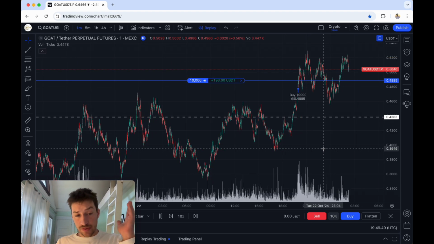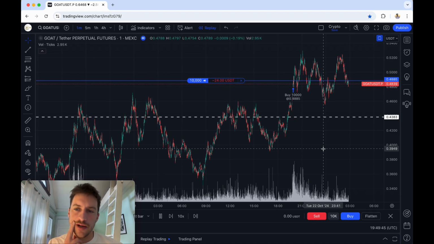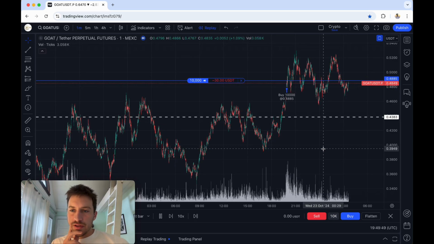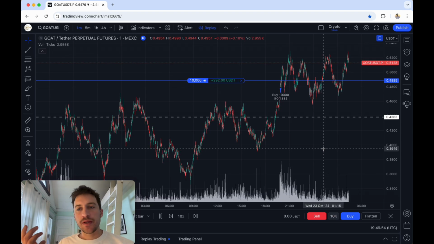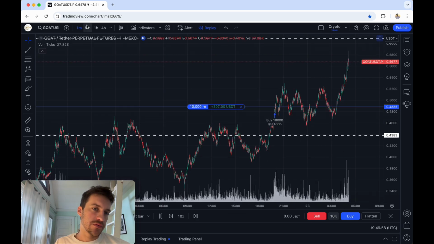Well, I'm not going to close anything. I'm not going to move my potential stop loss or my take profit. We'll just ride this one out. Again, just consolidation. If you ever want to speed it up, you can switch to a higher time frame, like 1 minute or 5 minute.